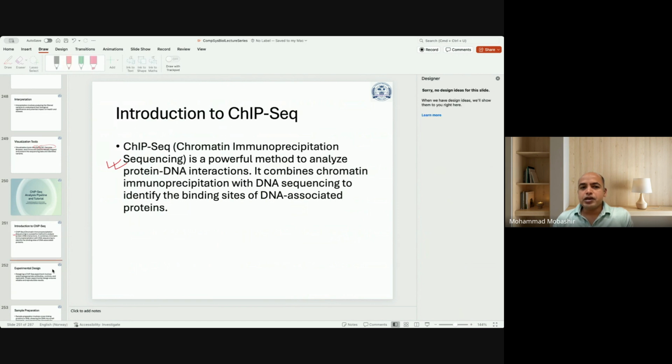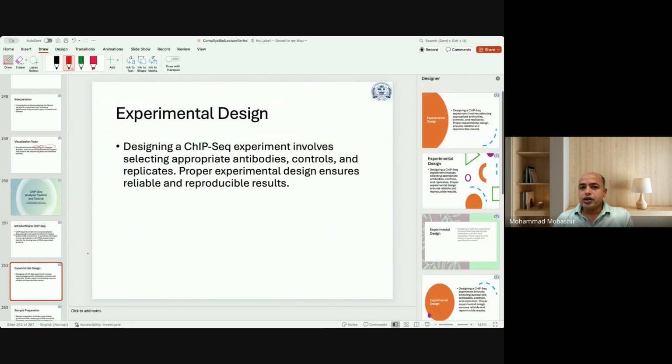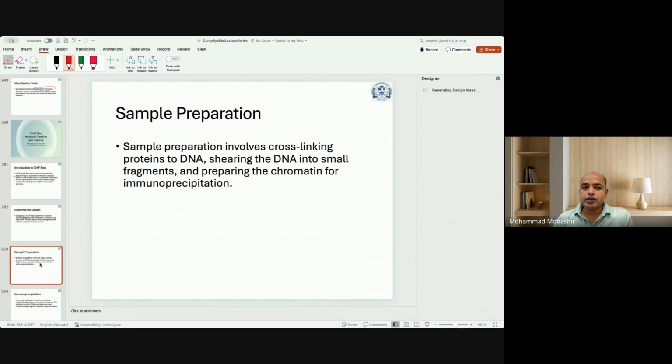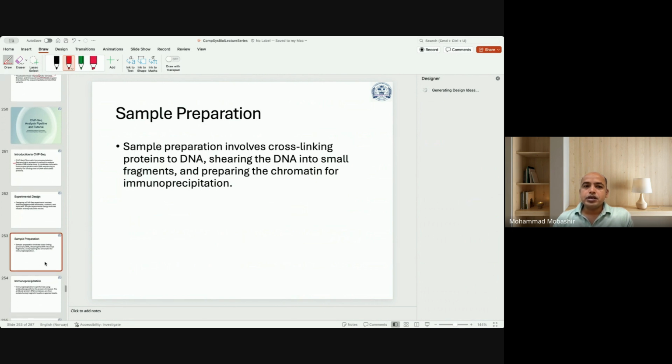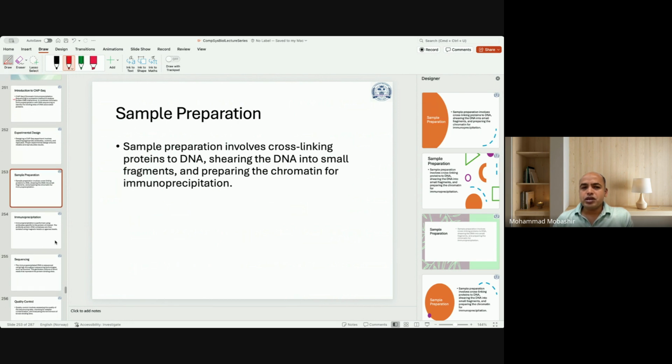Then experimental design, as I mentioned, will change. And to prepare the samples for sequencing for ChIP-seq purpose, it is not trivial. So here you need to struggle a little bit in terms of sample preparation. Once you prepare the sample, then you proceed for the sequencing. So there are a few steps.